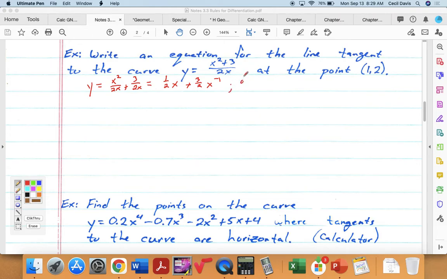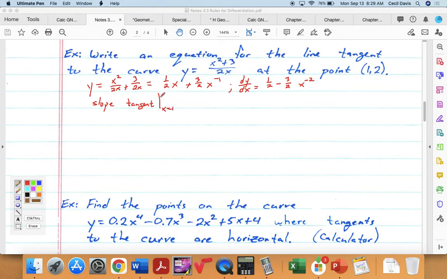So now dy/dx is going to be 1/2 minus 3/2 x to the negative 2. You're like, where'd you get the negative from? By multiplying negative 1 times 3/2. So then the slope of the tangent evaluated at x equals 1.